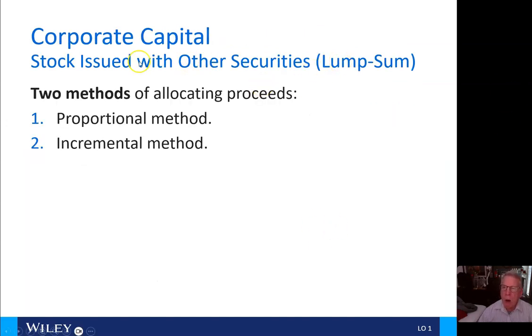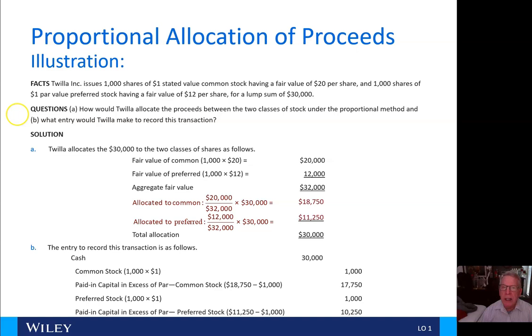Corporate capital. Now, here is a little tricky. The stock is issued with other securities on a lump sum basis. So how do we allocate the proceeds? We have two methods, the proportional method and the incremental method. So here is an illustration.